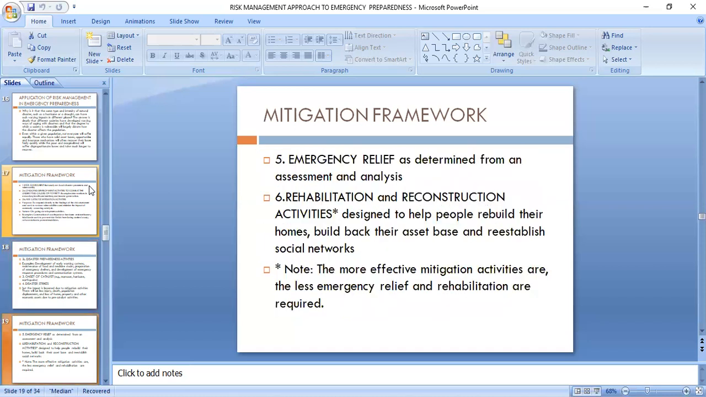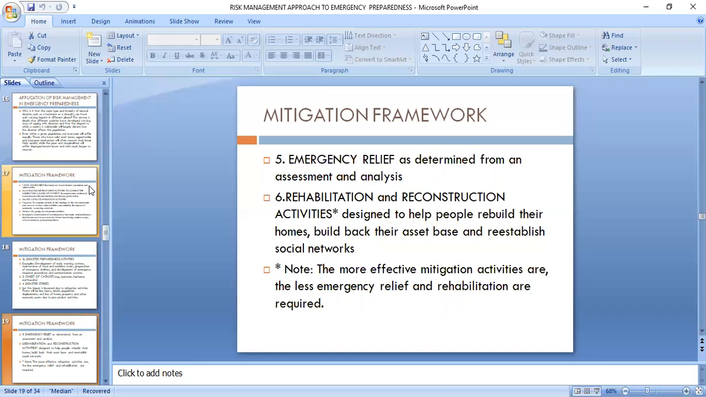Okay, then we have emergency relief. Okay, so we need, based on the assessment, we talk about the needs assessment. So people, experts, will need to come to the ground to see what the people really need, the level of response that is required at that particular time. So we have emergency relief. Then from there, we now move to the rehabilitation and reconstruction activities. So giving the lives of the people back to them. So they build back their house, they establish social networks, and so on.